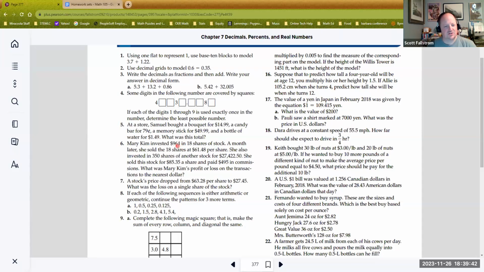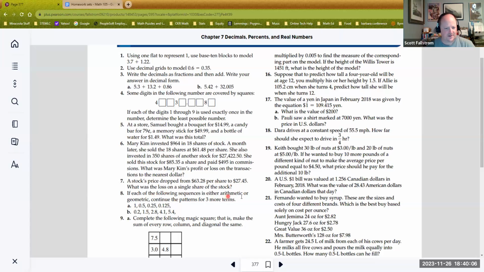Think about how much money she started with. Think about how much money she ended with in each case. Sometimes she might make money, sometimes she loses money. And at the end of the day, she did pay 495 in commissions. So that's going to drop down her total profit or loss. Let's see, your stock price dropped from this to this. What was the loss on a single share of stock? So again, a little subtraction there.